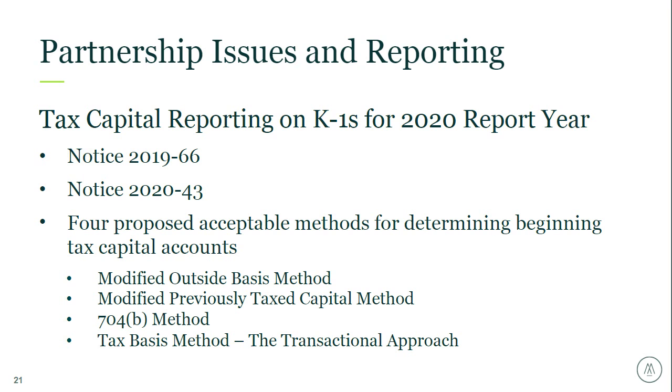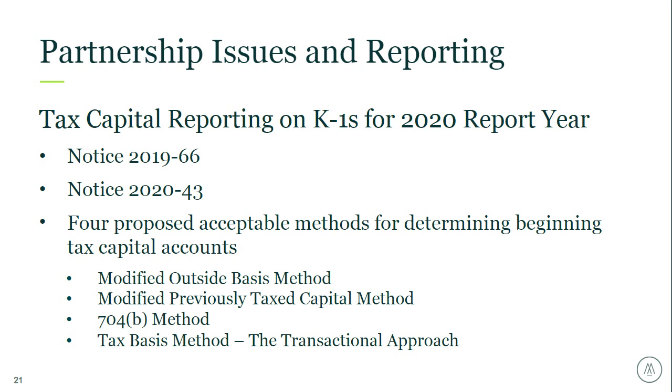Second is the modified previously taxed capital method, which is a hypothetical liquidation approach that says if the partnership were to sell all of its assets at fair value and settle all the liabilities, how would the cash get distributed? Less any deemed gain on this sale, or plus any deemed loss on the sale, would give you this tax capital. This could pose some challenges as well, to the extent that fair value isn't readily available, and you really have to get a handle on the operating agreement to make sure that these hypothetical liquidation allocations are in accordance with all the hurdles, et cetera, in the agreement.